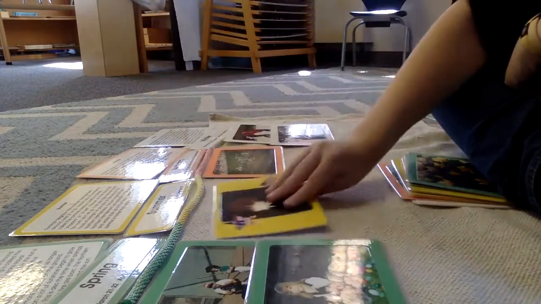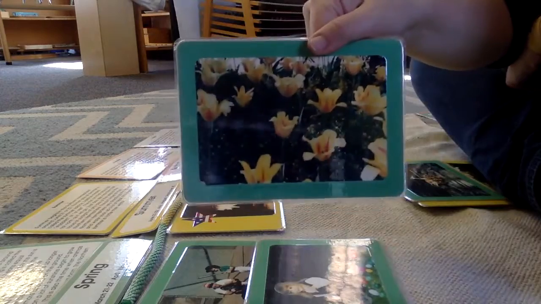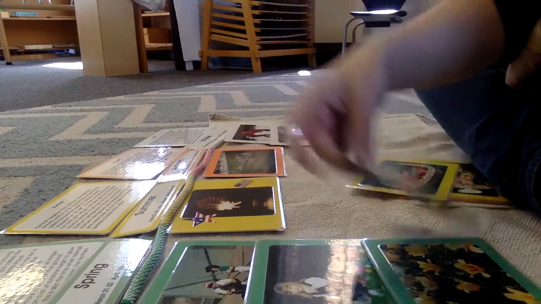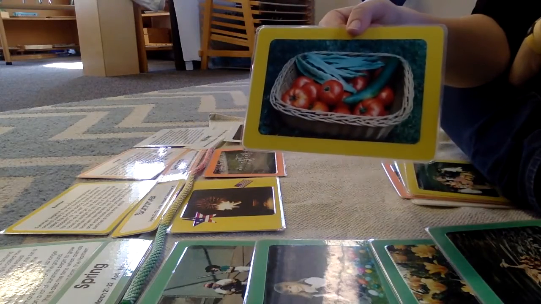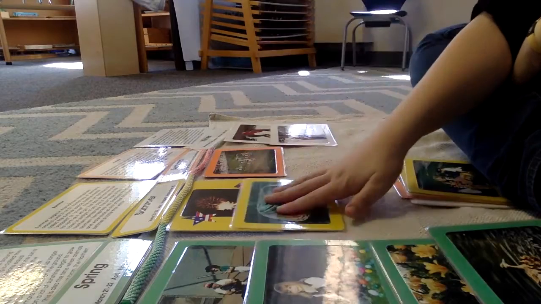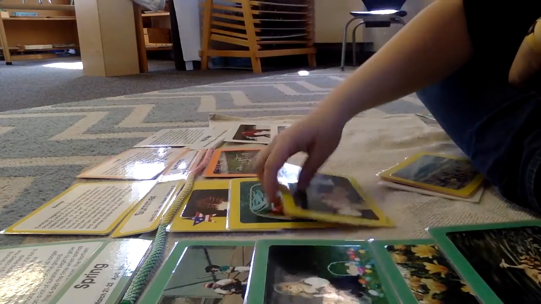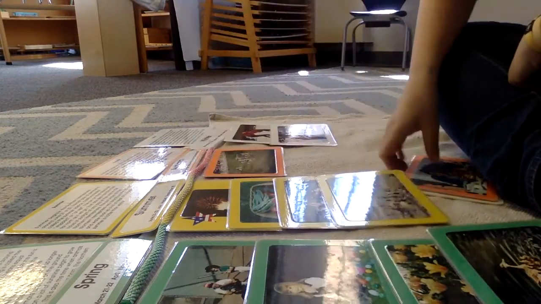Fourth of July fireworks. Tulips are growing in the spring. Baby ducks are being born. In the summer, you can pick your gardens and get all your vegetables to eat. Some people like to go on picnics during the summer when the sun's out a long time. Also go to the beach in the summer.